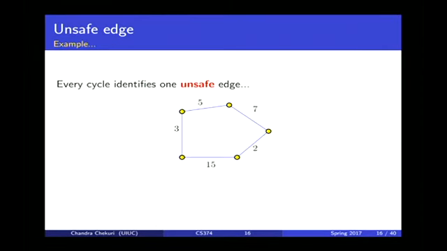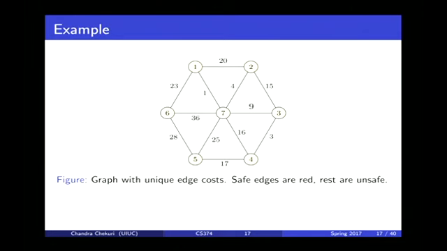Okay, so look at this cycle. What is the unsafe edge on this cycle? The heaviest weight edge. The unsafe edge is the heaviest weight edge on a cycle. So not that, this 15, I guess. Yeah, this is the most expensive edge. Okay, let's see. In this graph, which edges are safe and which edges are unsafe?